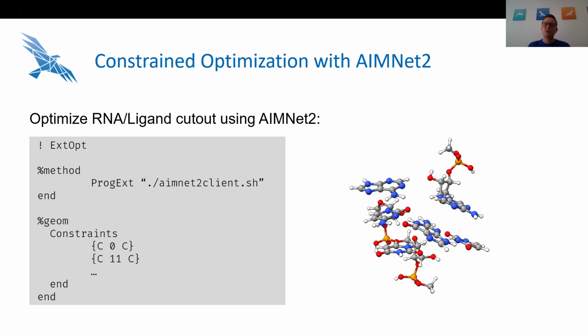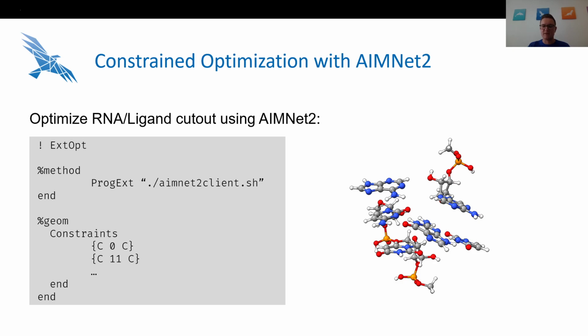So why should you use these neural network potentials from within ORCA? You can use the ORCA optimizer. So if you want to optimize an RNA ligand cutout using AIMNet2, you can do this, use the ExtOpt keyword, give the path to your script, and then you can additionally, to just a regular optimization, also perform constraints.